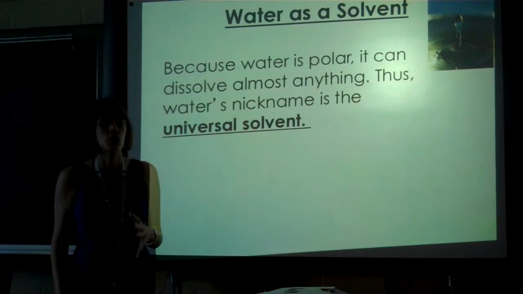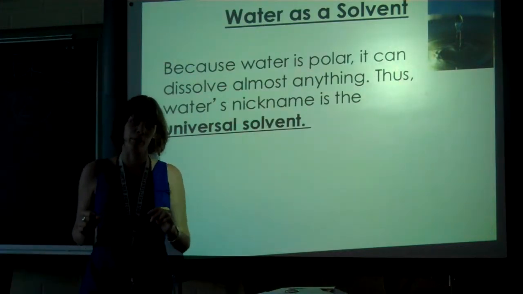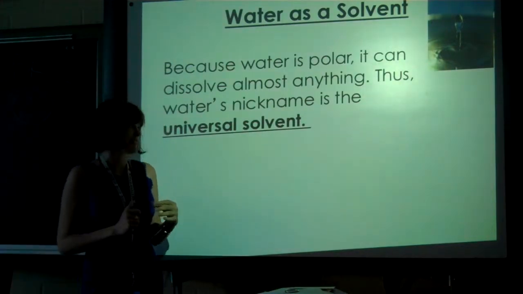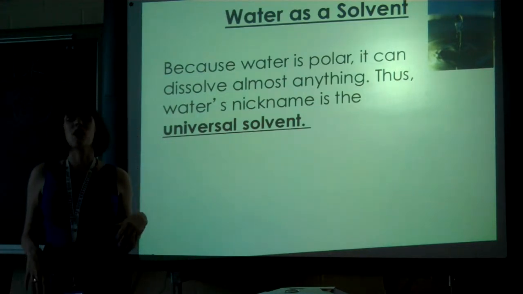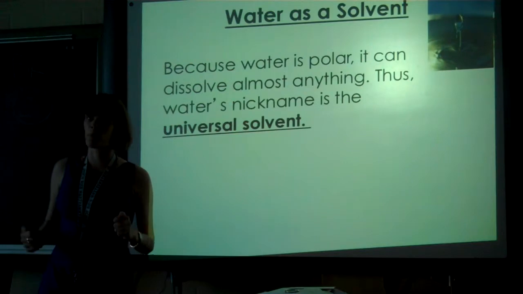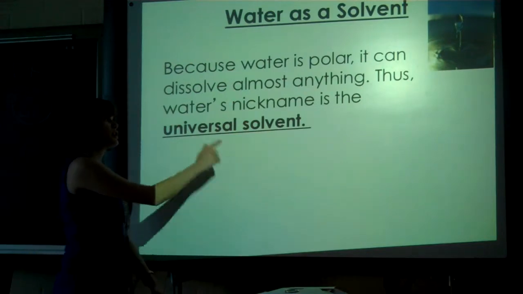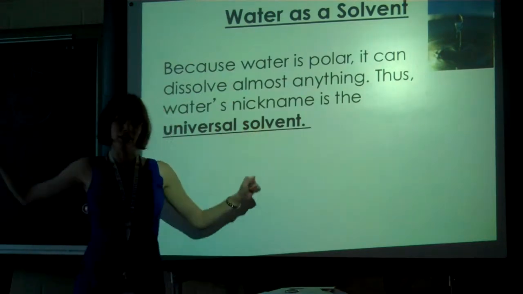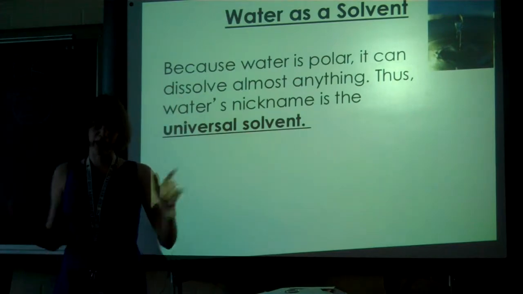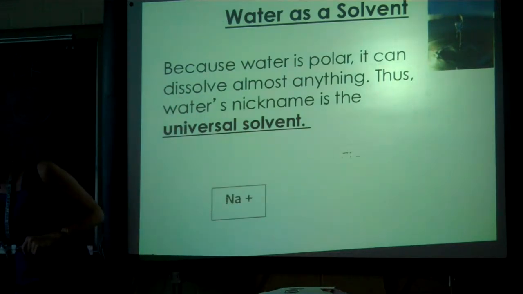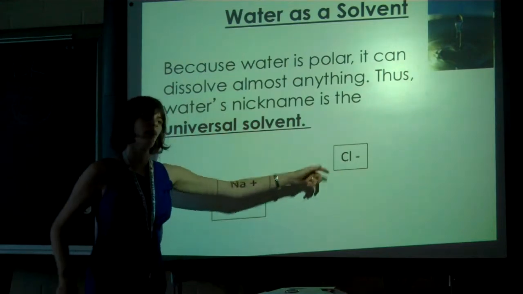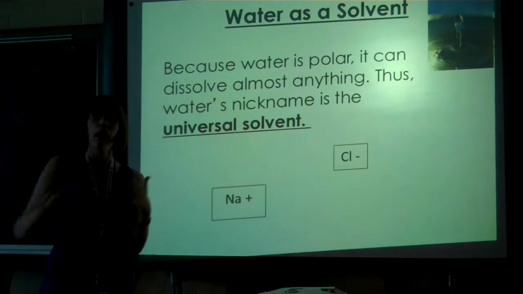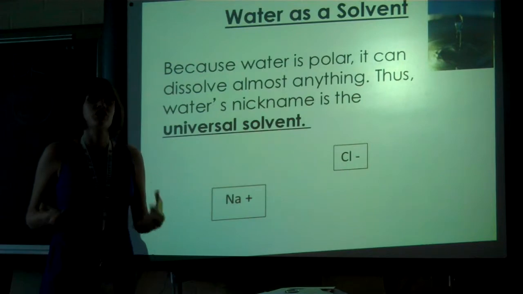Now, because it's polar, this means water is able to dissolve things. It is a solvent. Now, water can dissolve just about any other polar molecule. So we call it the universal solvent. It dissolves everything. So for example, if you put salt, NaCl, table salt, in water and stir it, the salt dissolves.